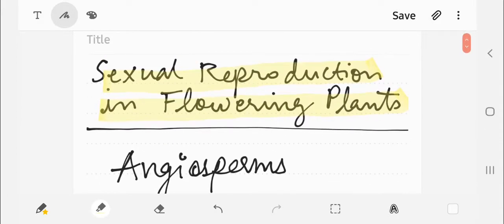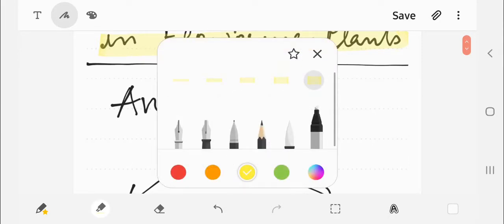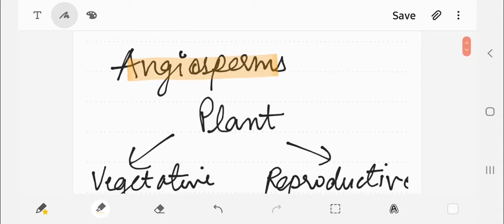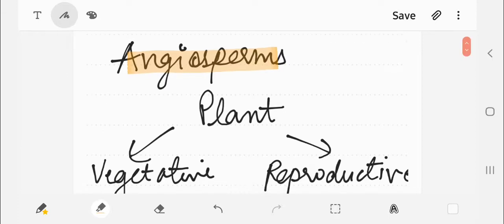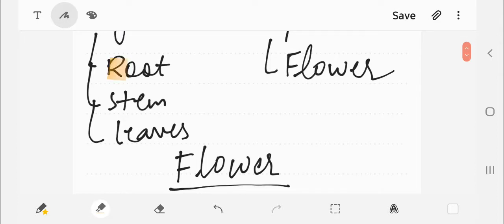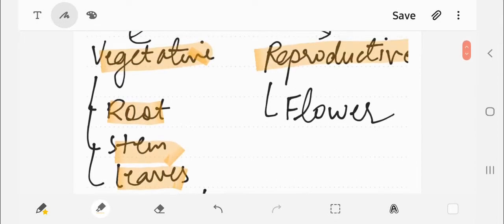So flowering plants means angiosperms. We have two higher plants: one is gymnosperm, another is angiosperm. Angiosperm means the flowering plant, which has a flower, seeds and fruits. And each plant consists of two parts, that is vegetative and reproductive. Vegetative parts of the plant are root, stem and leaves, whereas the reproductive part of the plant is the flower.